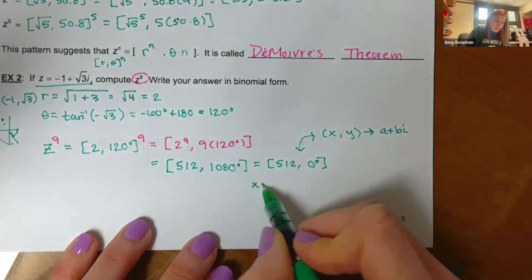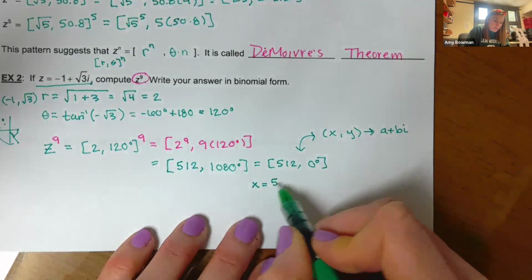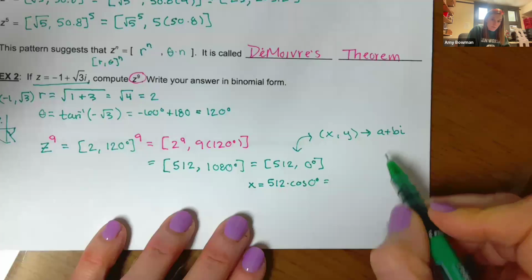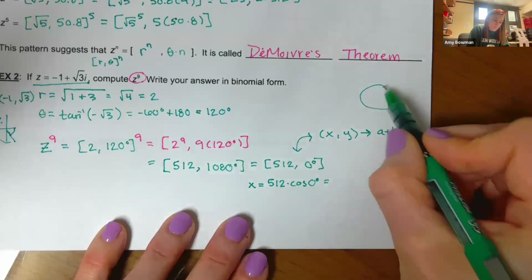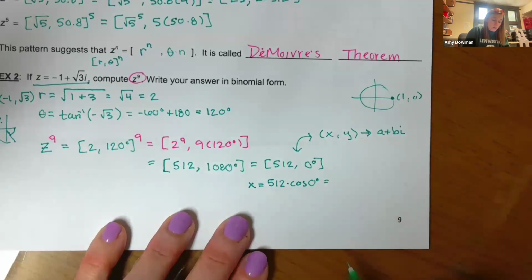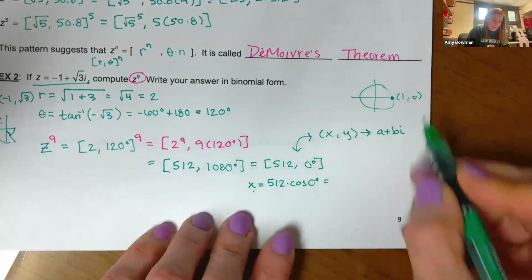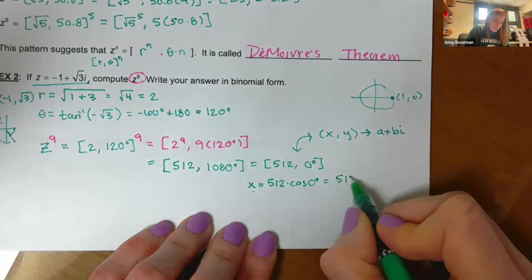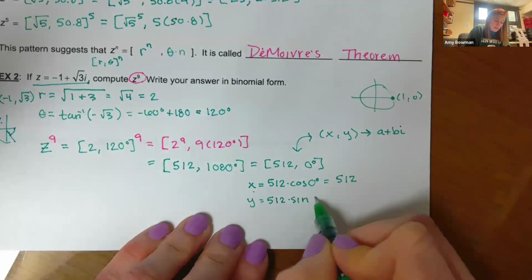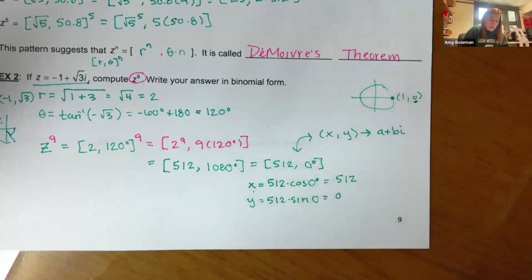Again, that's x equals r cosine theta. So x equals 512 times the cosine of 0 degrees. Well, if we think of our unit circle, 0 degrees, cosine is the x coordinate. So the x coordinate here is just 512 times 1, or 512. And then y is our sine theta, so 512 times sine of 0. Sine of 0 is the y value, so 512 times 0 is 0.